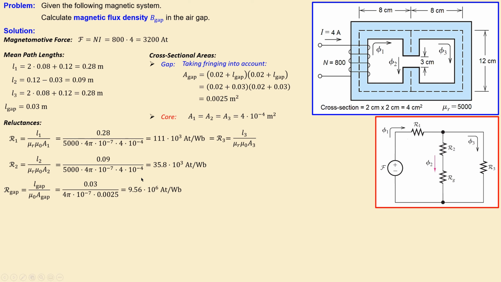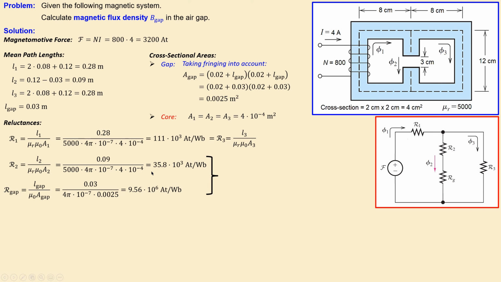The reluctance of the gap is much larger than the reluctances in the core material, because the magnetic field is actually having more problems to develop here in the air than in the core material. So that's already seen in this reluctance value. Okay, what's the next step?